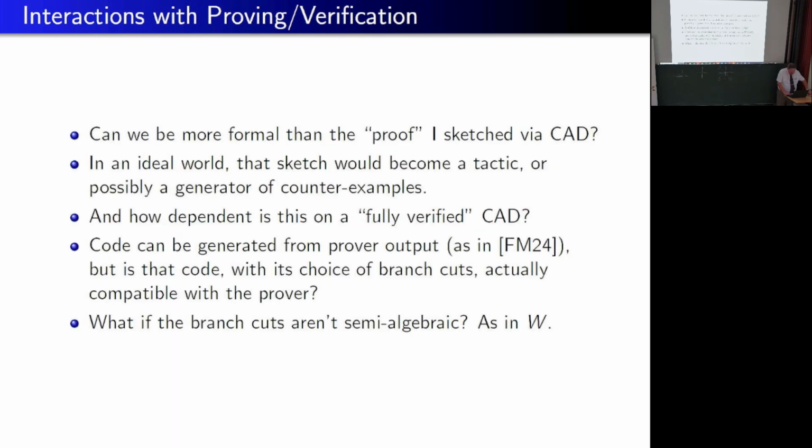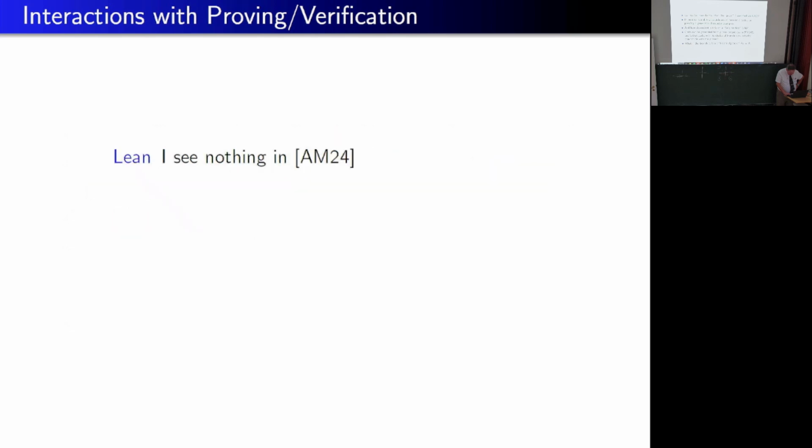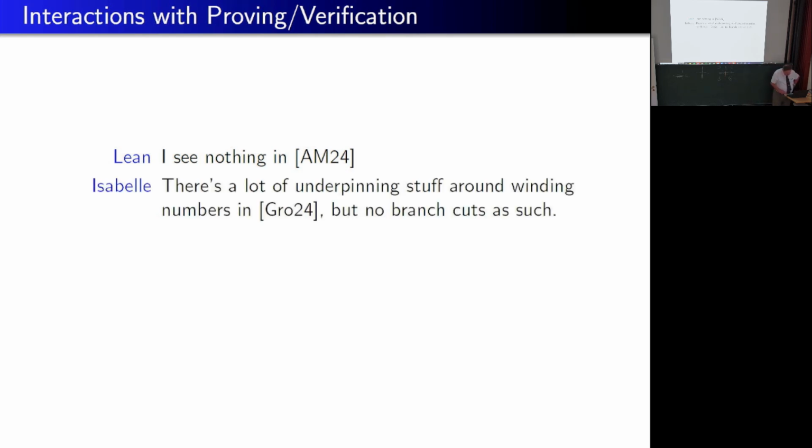So what are the interactions the other way around? Is there anything here? I did a bit of desk research. I looked at Lean, I looked at the Avigad and Massot book in particular, and I can see nothing there that helps me with this sort of question. In Isabelle, there's some useful underpinning stuff about winding numbers and so on in the Isabelle treatment of complex analysis. But I don't actually see any direct treatment of branch cuts as such in that.